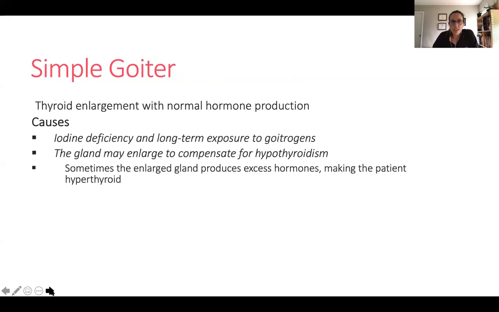So another condition is a goiter. And that is when the thyroid becomes enlarged with normal hormone production. The causes for that could be iodine deficiency, long-term exposure to the goitrogens that we talked about earlier, those foods. It also might be enlarged to compensate for hypothyroidism, it's overacting. And then if it's producing excessive hormones, then they can lead to hyperthyroidism.